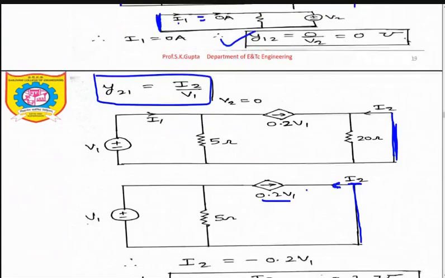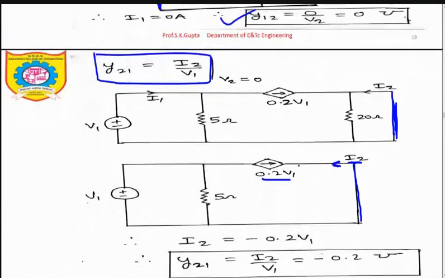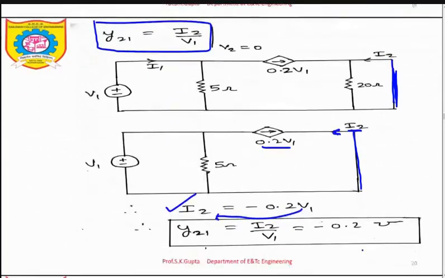So here the current value is 0.2 V1 and from here I2 current is coming. That means these two are in opposite direction. So I2 equal to minus 0.2 V1, and I am interested to find I2 upon V1. So bring this V1 over here. So I2 upon V1 equal to minus 0.2 and the unit is mho.